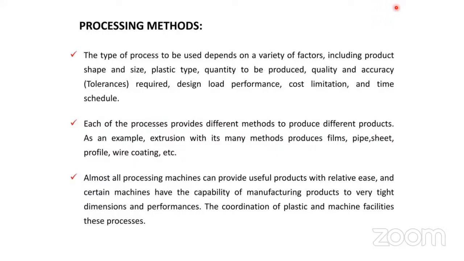Each process provides a different method to produce a different product. For example, extrusion with its many methods: film, pipe, sheet, profile, wire coating. These are all done by the extrusion process. Almost all processing machines can provide a useful product with relative ease, and certain machines have the capability of manufacturing a product to very tight dimensions and performance. Therefore, the coordination between plastic and machines is very important, which will facilitate the process.